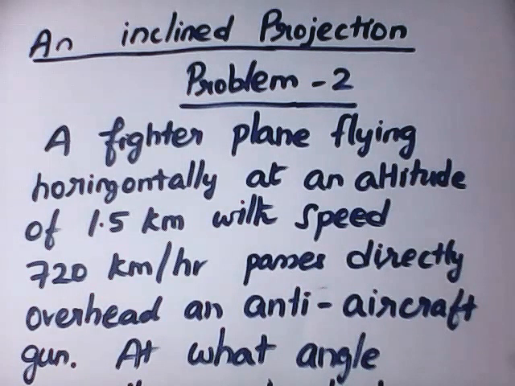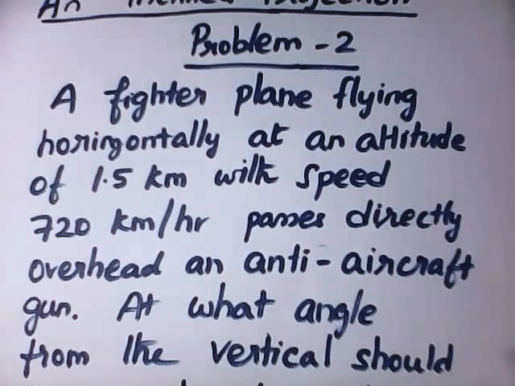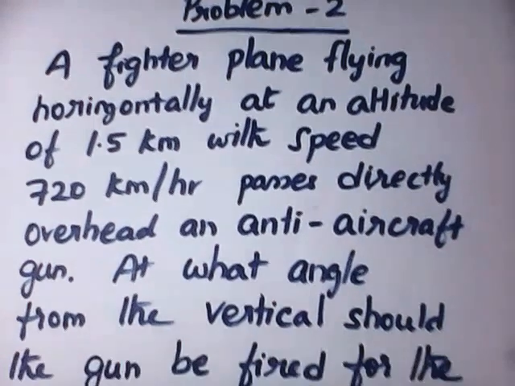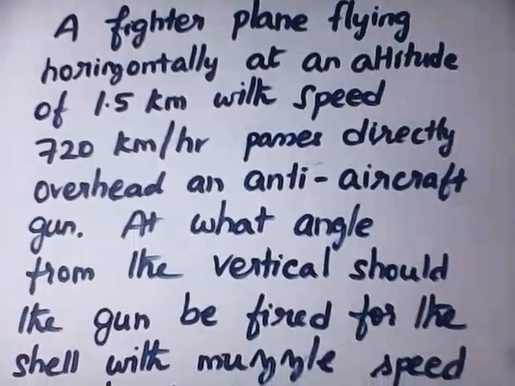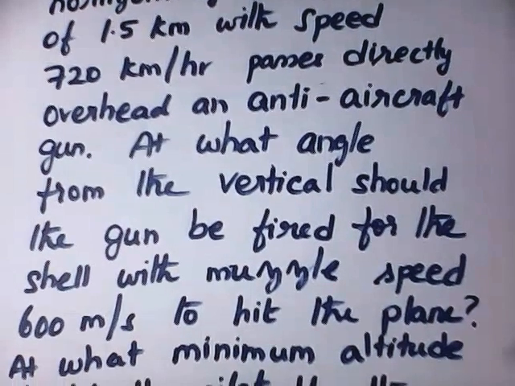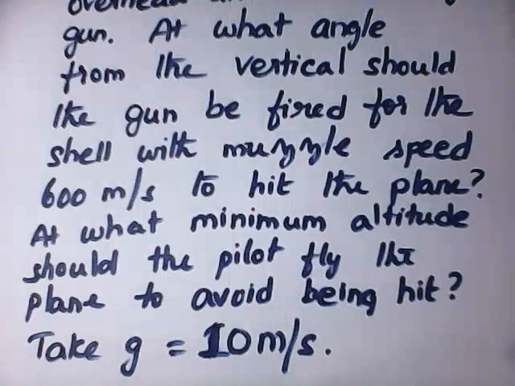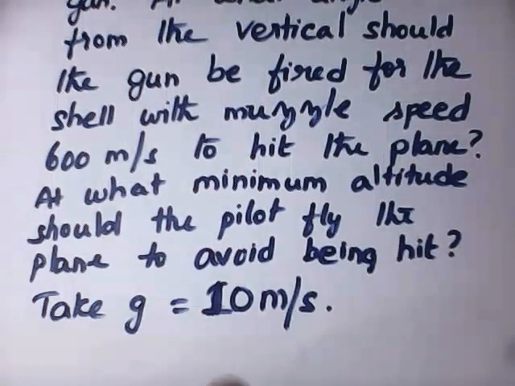A fighter plane flying horizontally at an altitude of 1.5 km with 720 km per hour passes directly overhead an anti-aircraft gun. At what angle from the vertical should the gun be fired for the shell with the muzzle speed 600 meters per second to hit the plane? At what minimum altitude should the pilot fly the plane to avoid being hit? Take g equal to 10 meters per second squared.